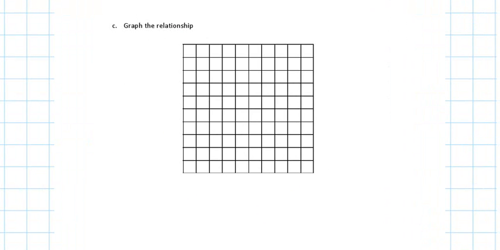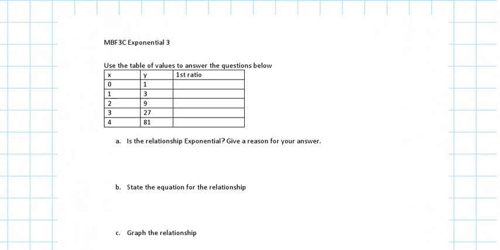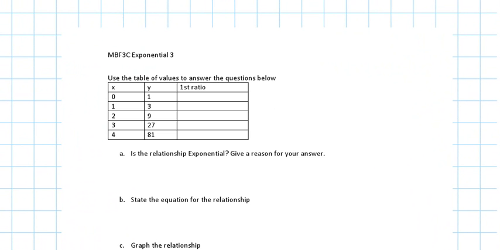All right. So use the table of values to answer the questions below. They gave me just x and y values. First, it's asking you for the first ratio. So what do you do to find the first ratio? Divide. So you're going to go 3 divided by 1, which is 3. 9 divided by 3. 27 divided by 9. 81 divided by 27.